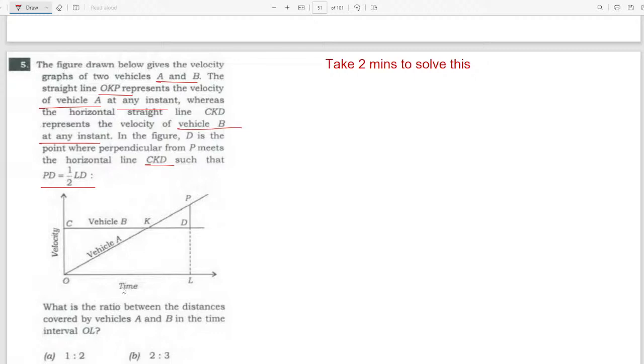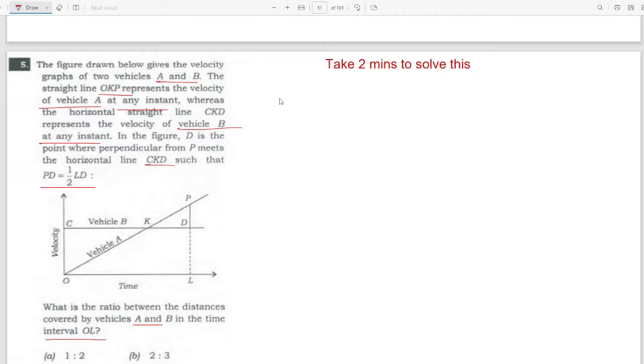What is the ratio between the distances covered by vehicles A and B in the time interval OL? In this time interval, they are asking the ratio of the distance covered by vehicle A and vehicle B. Vehicle A's velocity is linearly increasing, and this line OP represents the velocity of vehicle A, and the line CD represents the velocity of vehicle B.